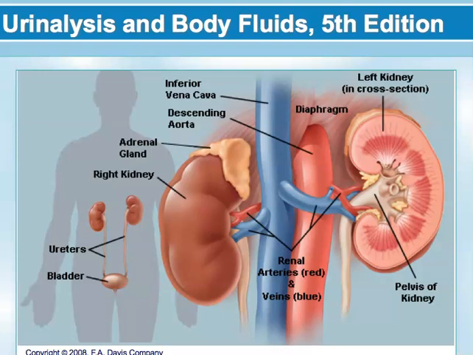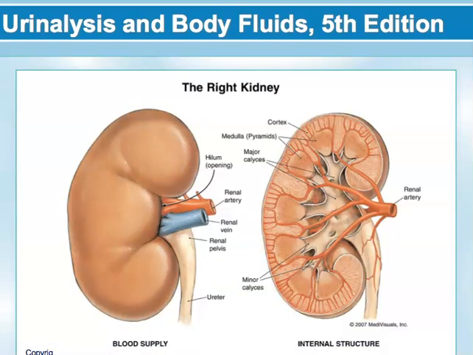The cortex is the outer covering of the kidney. The medulla is the central area in the kidney, which contains 8 to 12 renal pyramids. And then the renal pelvis collects urine from all the renal pyramids. And here's another picture of some of those same structures with an outer and interior view of the kidney.